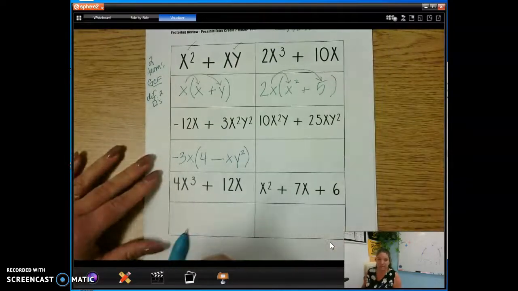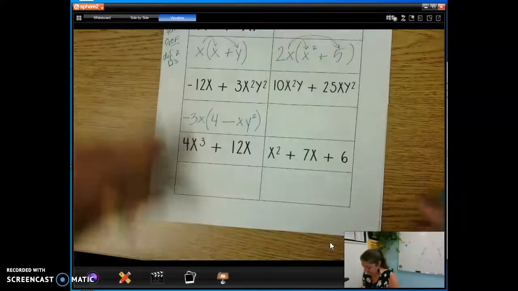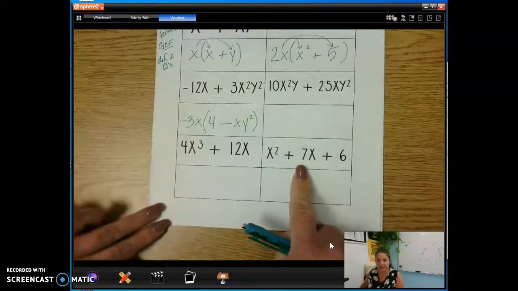I'm going to leave these 2 blank for a reason. Hint, hint, wink, wink up there. Okay? Let's go take a look at this one down here.